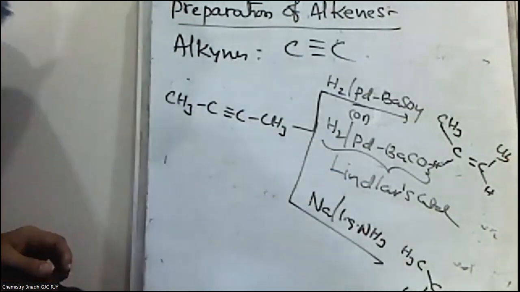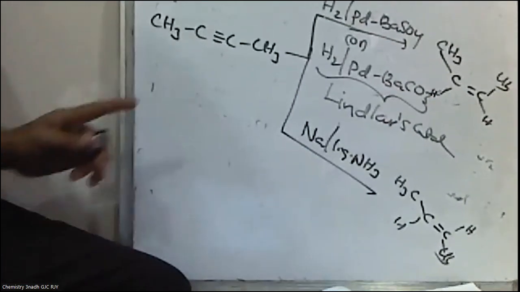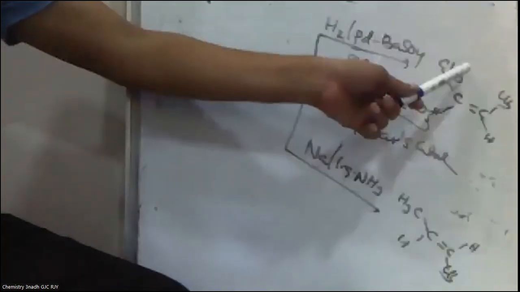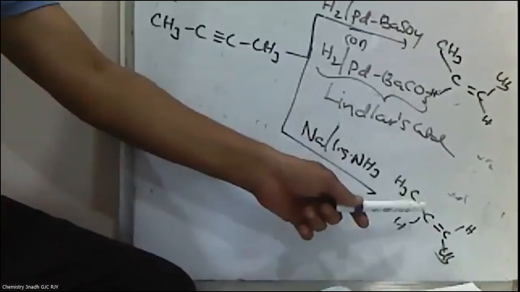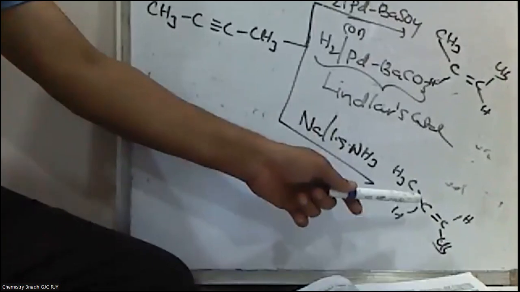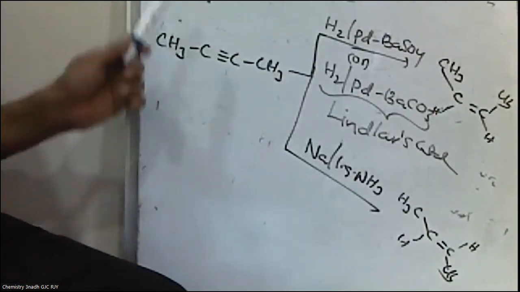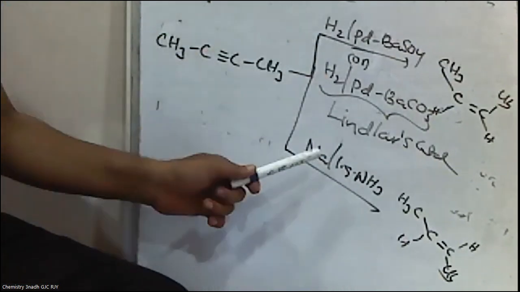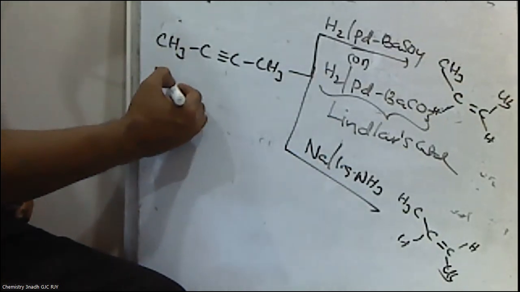We know what a cis alkene and a trans alkene are. If the same type of groups are present on the same side of the double bond carbons, it is a cis alkene. If the same groups are present on different sides, it is a trans alkene. When alkynes are treated with Lindlar's catalyst or sodium in liquid ammonia, partial hydrogenation occurs.